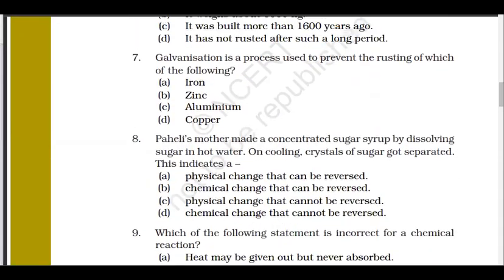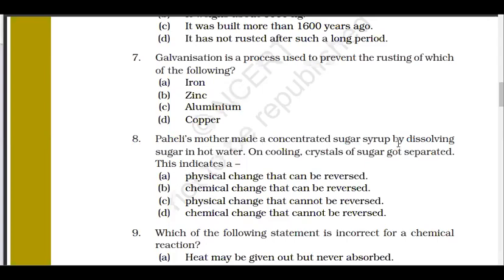Now, seventh one. Galvanizing is a process used to prevent the rusting of which of the following? Tell me. Very easy. Yes, Aditya? Yes, very good. Iron. Seventh, A.